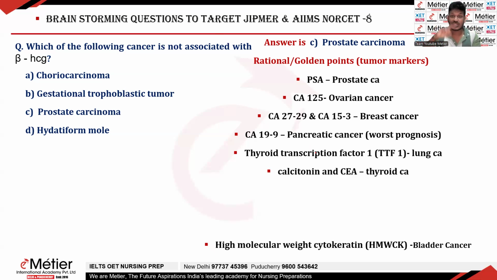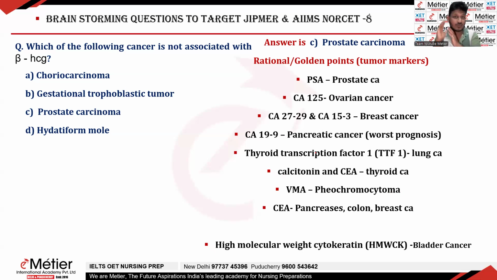The next ones are calcitonin and CEA. CEA means carcinoembryonic antigen. These 2, calcitonin and CEA, are used to identify thyroid cancer. The next one is VMA, vanillylmandelic acid test. It is used to identify pheochromocytoma. You all know the meaning of pheochromocytoma: a tumor in the adrenal gland. So for identifying pheochromocytoma, the vanillylmandelic acid test is the confirmatory test.